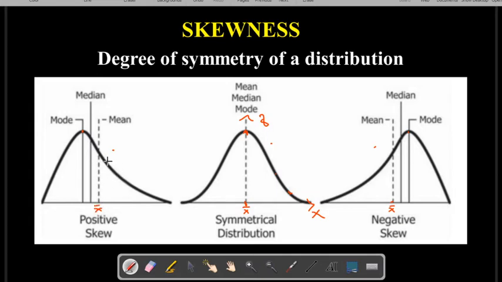So if the slant of the data curve is to the left of the mean, then we will call it positive skewness. If the slant is coming to the right side of the mean, then we will call it negatively skewed. And here you can see mean, median, mode all come on the same line, meaning all these three are equal for this symmetrical distribution. Okay, so this is positively skewed, this is negatively skewed, this is symmetrical. There is no skewness here. Here it is symmetry. So these are the three types of skewness.